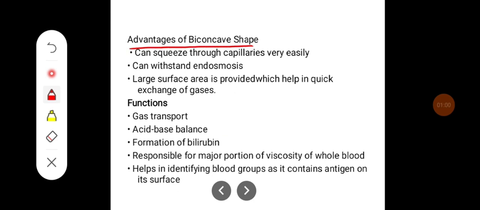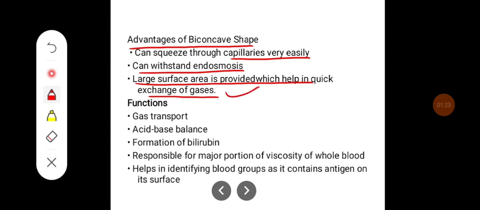Since RBC has a biconcave shape, the advantage of this biconcave shape is that they can squeeze through the capillaries very easily, can withstand endosmosis for longer, and a larger surface area is provided because of the biconcave shape, which helps in quick exchange of gases across the capillary membrane.